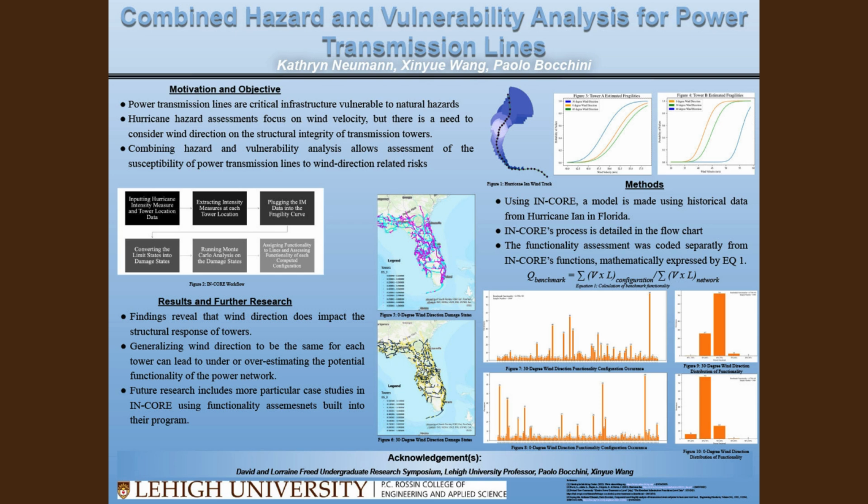The functionality assessment I coded was fed by a Monte Carlo function supplied by INCOR, running 1,000 random configurations of damage based on the damage state probabilities. The functionality of the system was determined to be a function of voltage and length of the lines and is represented mathematically by equation 1.